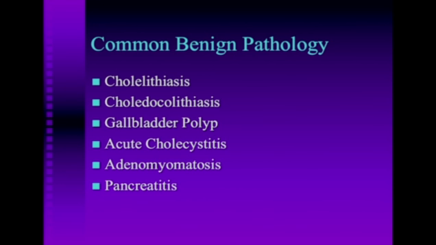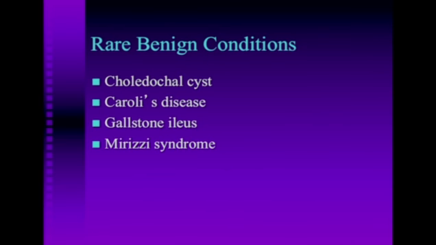Switching over to pathologies, we're going to focus on the benign pathologies first. These are gallstones, ductal stones, gallbladder polyp, acute cholecystitis, adenomyomatosis, and pancreatitis. We'll also consider rarer entities such as a choledochal cyst, Caroli's disease, gallstone ileus, and Mirizzi Syndrome.